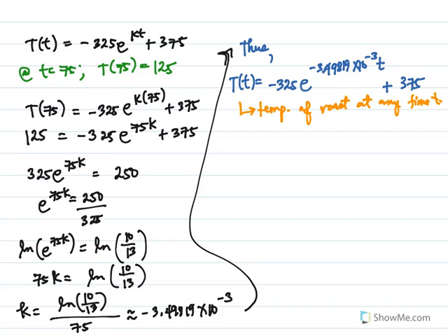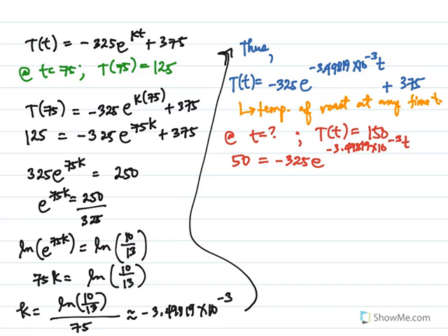We want to know the time kung kailan ang temperature magiging 150. So, i-impose lang natin tong condition na to dito sa ating particular solution. So, we will have here 150 equals negative 325 e to the negative 3.49819 times 10 to the negative 3 t, yung t yung nawawala natin dyan, plus 375.